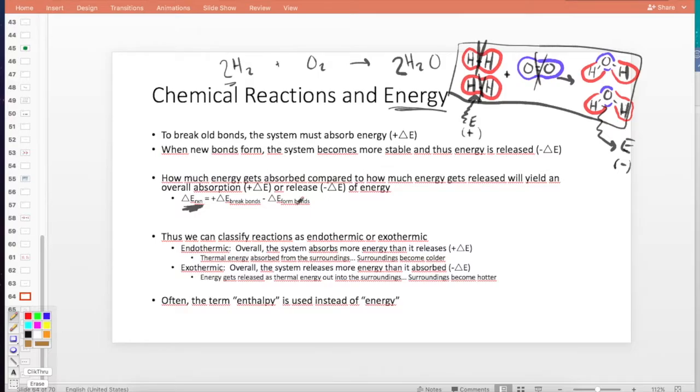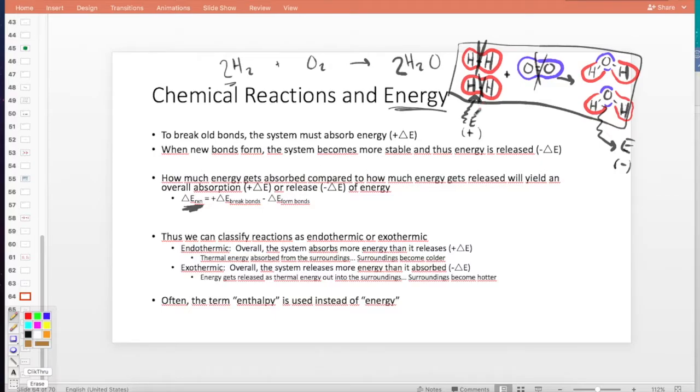And there are basically two different scenarios. It can either take more energy to break old bonds compared with the amount of energy that comes out to form the new bonds, or vice versa. Here's an example.